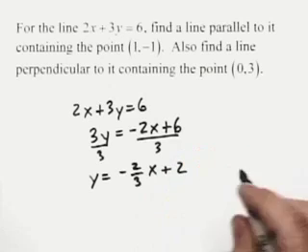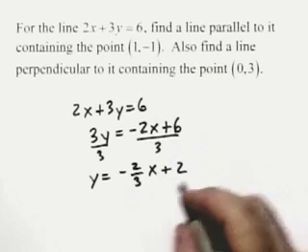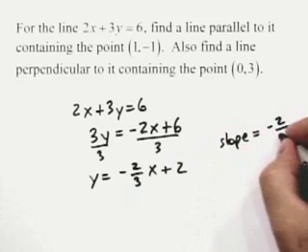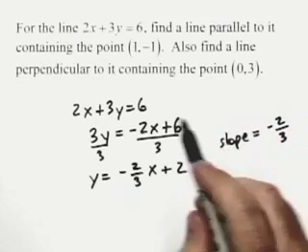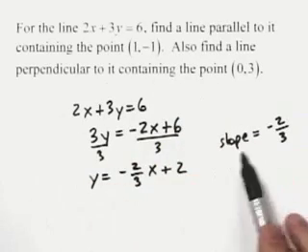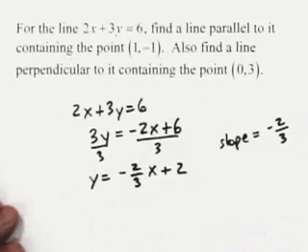plus 2. Now in this slope-intercept form, we can see that the slope of our given line is equal to negative 2/3. We're going to need that information when we find the equation of our line that's parallel to it and the equation of the line that will be perpendicular to this line.